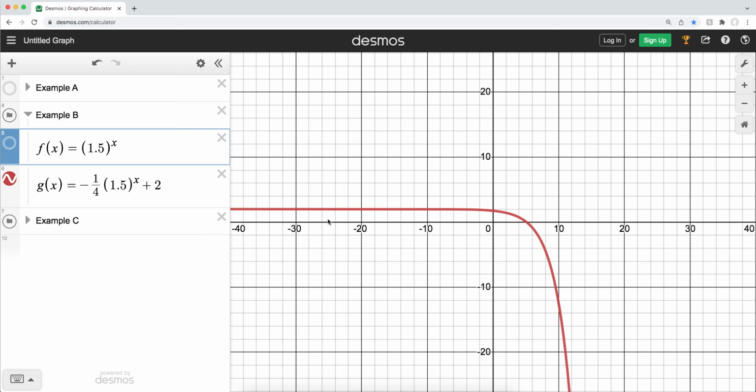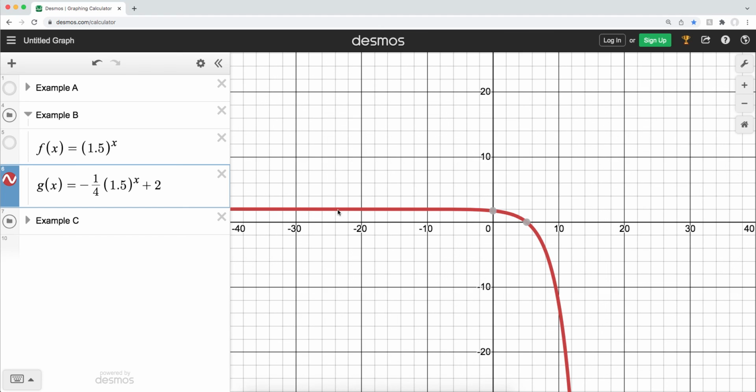Here's g of x. Notice that now, because we reflected it across the x-axis, instead of the function going up forever, now the function, as we go to the right, is going down forever. So reflecting across that x-axis is going to have that impact. Also, this plus 2, as we saw in the last example, it did shift our horizontal asymptote of y equals 0, and it's going to do the same thing here. We have a horizontal asymptote of y equals 2.